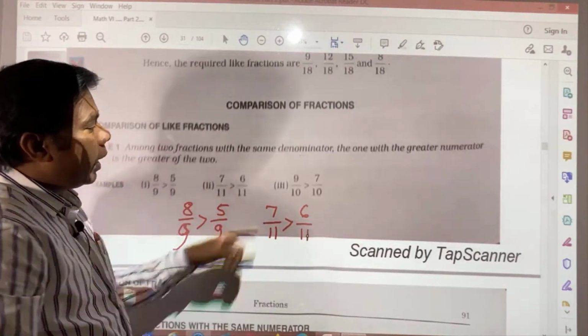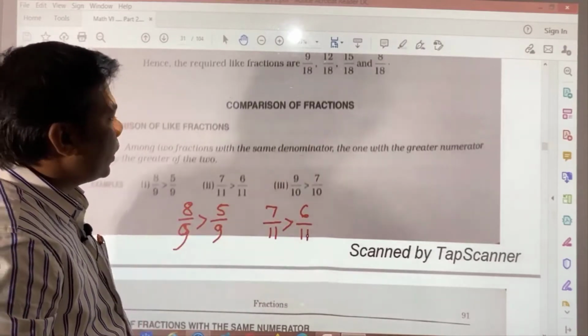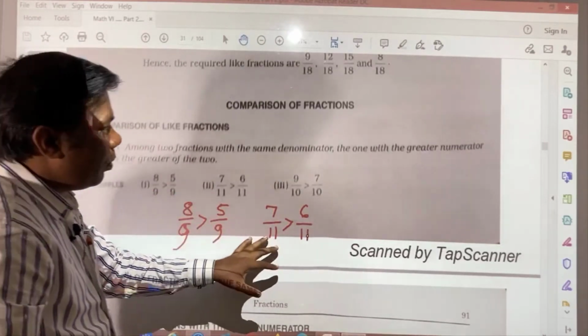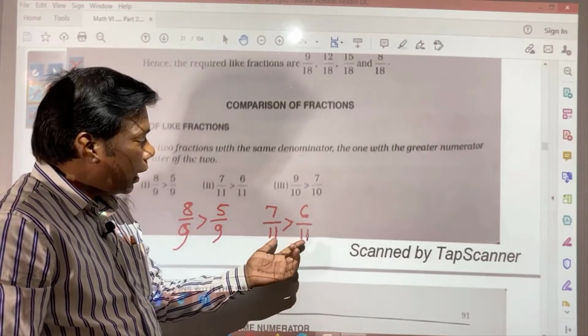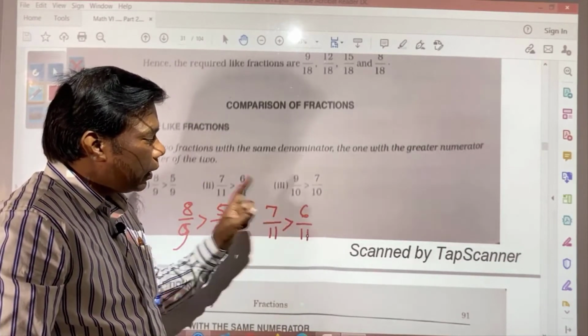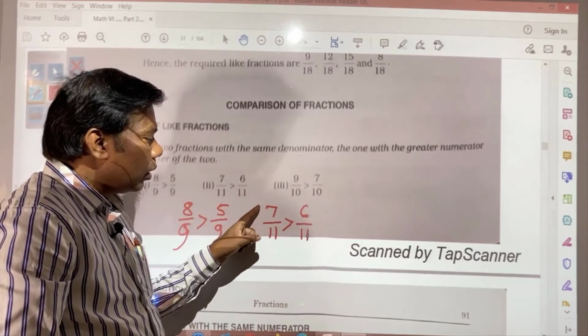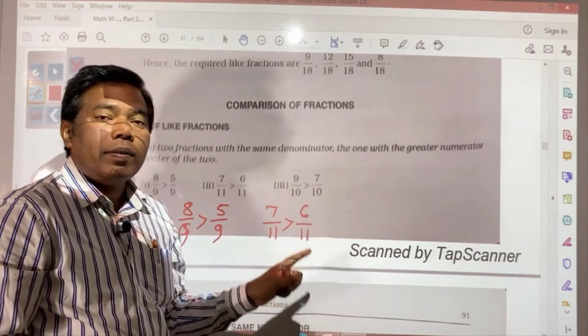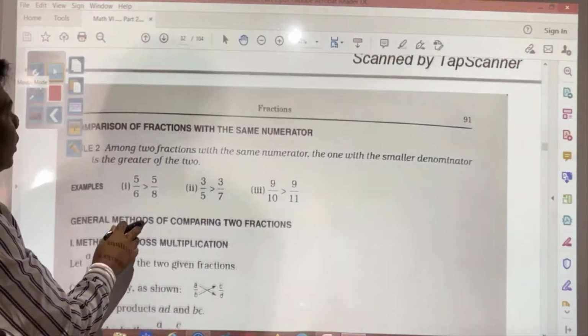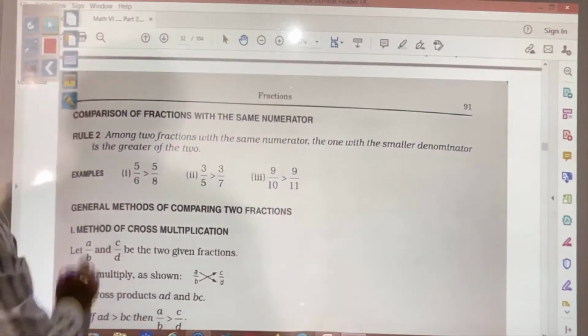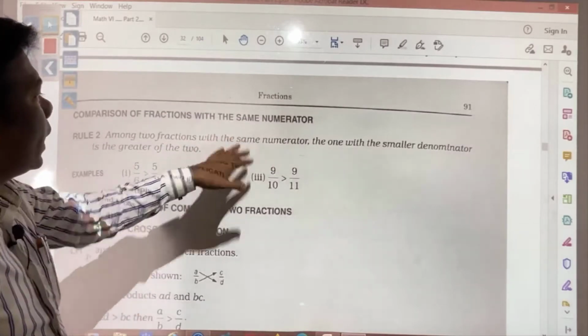In the same way, 9 by 10 and 7 by 10 has been given. So simple it is. If like fractions you have, with equal denominators, then you compare the numerators. The fraction which has the greater numerator will be greater. Then you have fractions with the same numerator.